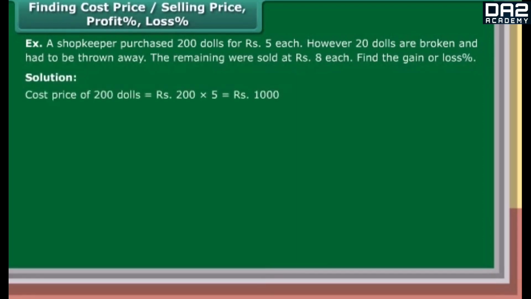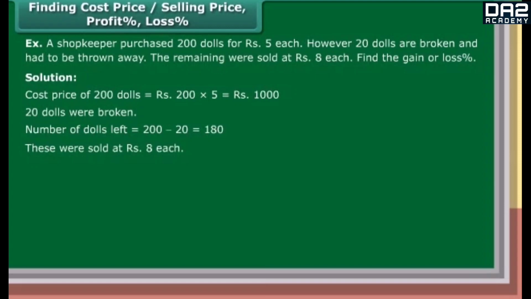Solution. Cost price of 200 dolls is equal to rupees 200 into 5, which is equal to rupees 1000. 20 dolls were broken. Number of dolls left is equal to 200 minus 20, which is 180. These were sold at rupees 8 each. The SP of 180 dolls is equal to rupees 180 into 8, which equals rupees 1440.